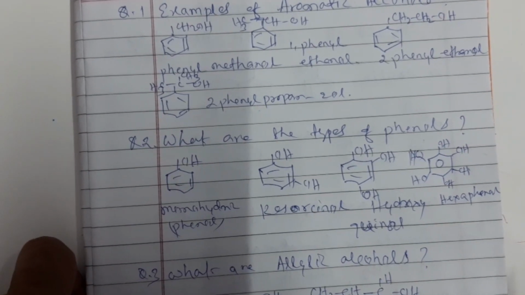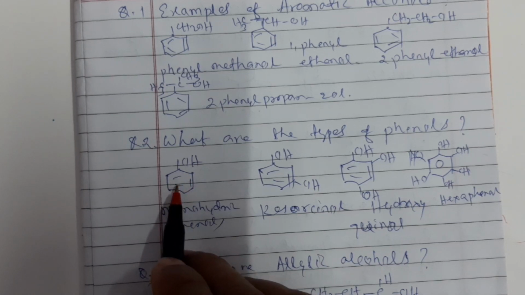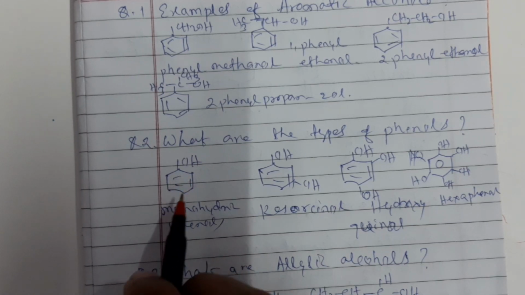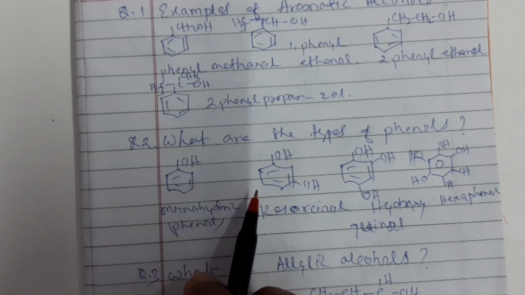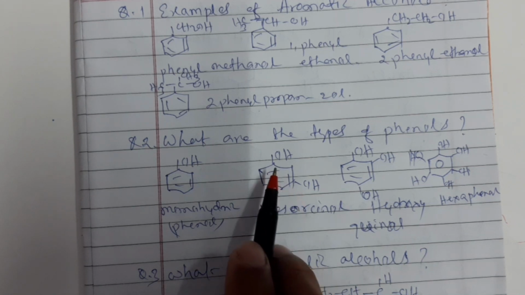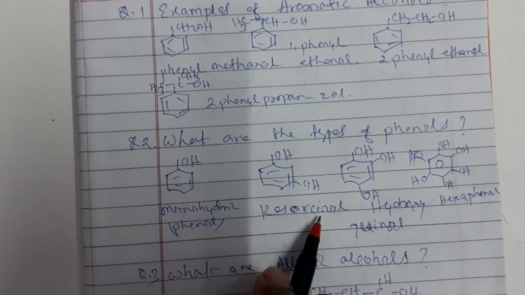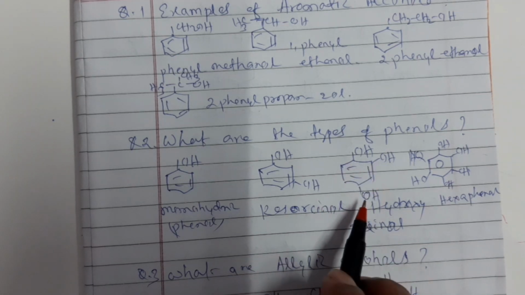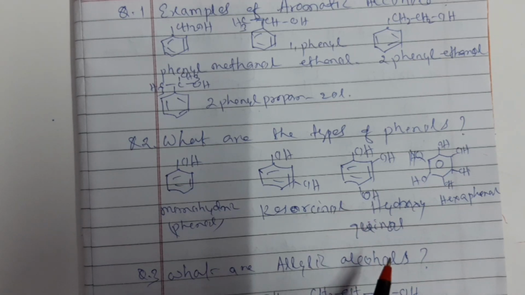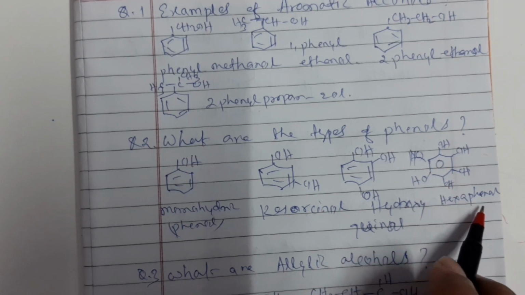Then what are the types of phenols? So what is phenol? The OH group attached directly to the benzene ring is known as phenol. Okay, if more OH groups are attached, then its name changes. At the meta position, if 2 positions are attached, then it is known as resorcinol. Okay, 3 positions attached, it is known as hydroxyquinol. At each position OH groups are attached, hexaphenol.